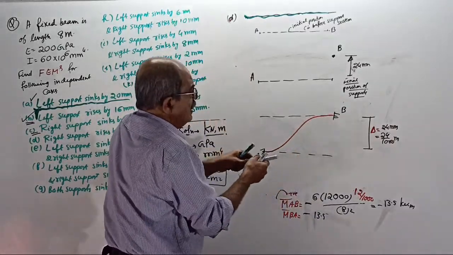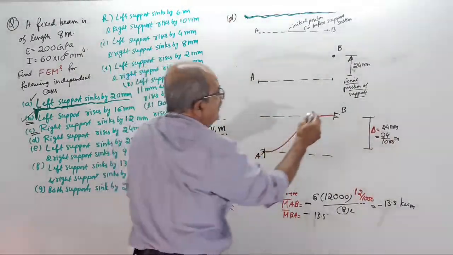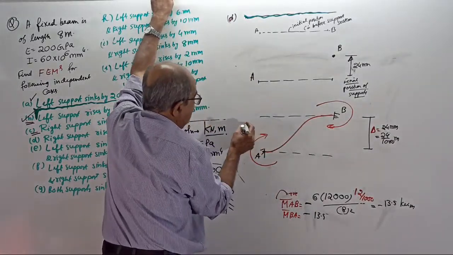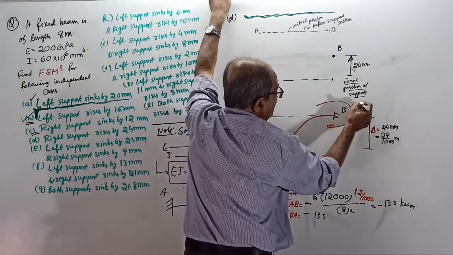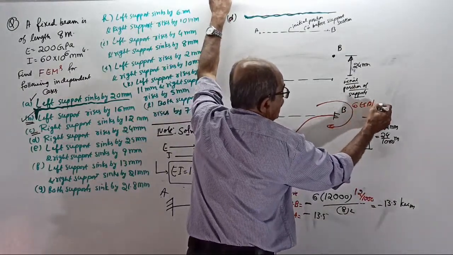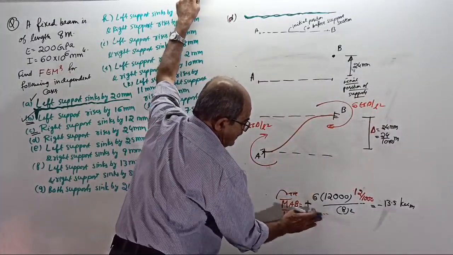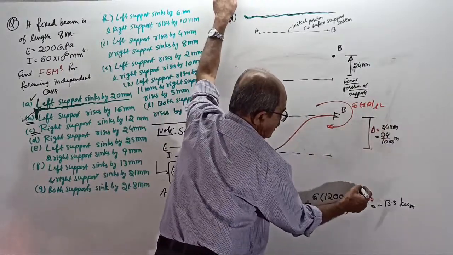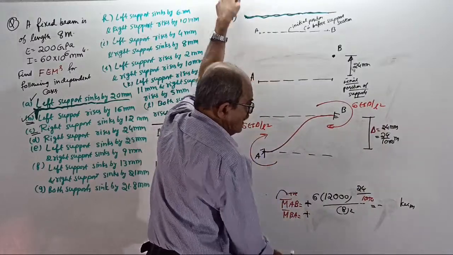Now, the member will go this way, balance, preventing is clockwise. This is clockwise, this is also clockwise. Formula, 6EI delta by L square, 6EI delta by L square. Therefore, both FEMs are clockwise. Answer, 6 into EI into delta. How much? 24 by 1000. Tell the answer. 24 by 1000.